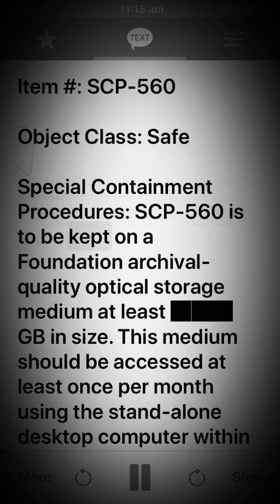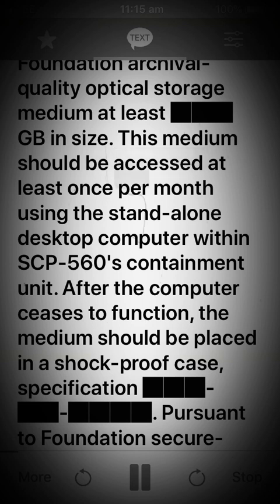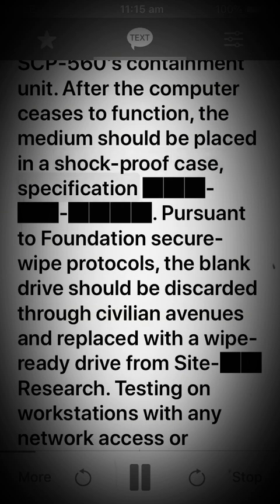SCP-560 is to be kept on a Foundation archival quality optical storage medium at least GB in size. This medium should be accessed at least once per month using the standalone desktop computer within SCP-560's containment unit. After the computer ceases to function, the medium should be placed in a shock-proof case.